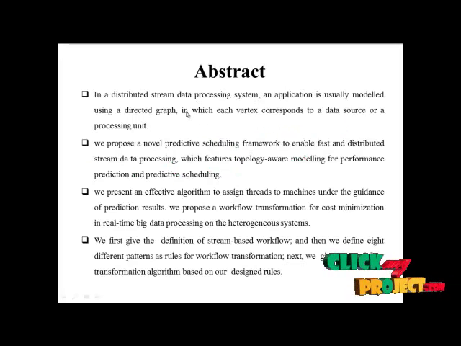This is our abstract. In a distributed stream data processing system, an application is usually modeled using a directed graph in which each vertex corresponds to a data source or a processing unit. Here we propose a novel predictive scheduling framework to enable fast and distributed stream data processing, which features topology-aware modeling for performance prediction and predictive scheduling. We present an effective algorithm to assign threads to machines under the guidance of prediction results.